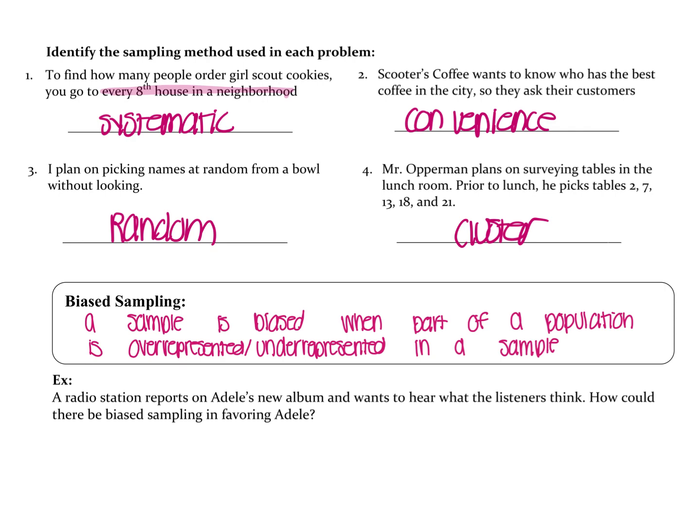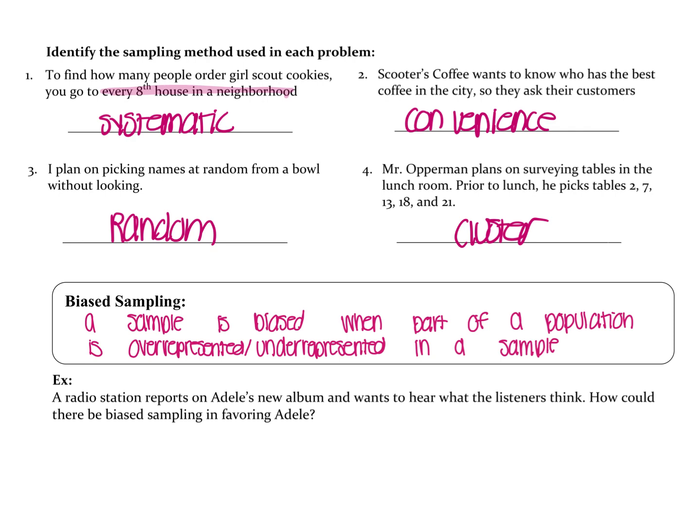So then the example here, which we'll talk about. It says a radio station reports on Adele's new album and wants to hear what listeners think. How could there be biased sampling in favor of Adele? I'm not really going to write anything here, we'll just talk about it. This could be favoring Adele because if the radio station is already talking about Adele and reporting on her album, it's more likely that her own fans will also be listening to that station.